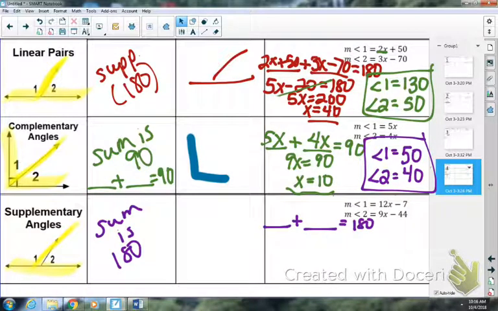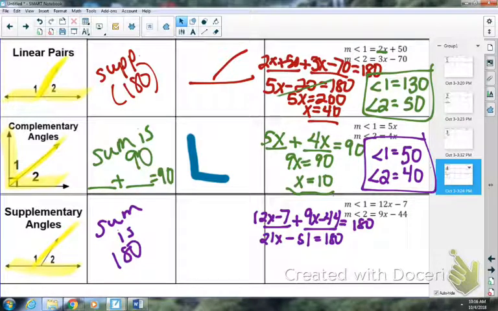So this one might be a little more challenging mental math. We'll see here. So one of them is 12x minus 7. The other one is 9x minus 44. So again, we need to combine like terms here. So what's 12x plus 9x? So we have 21x. What is a negative 7 and a negative 44? Okay, so we have 21x minus 51 equals 180.